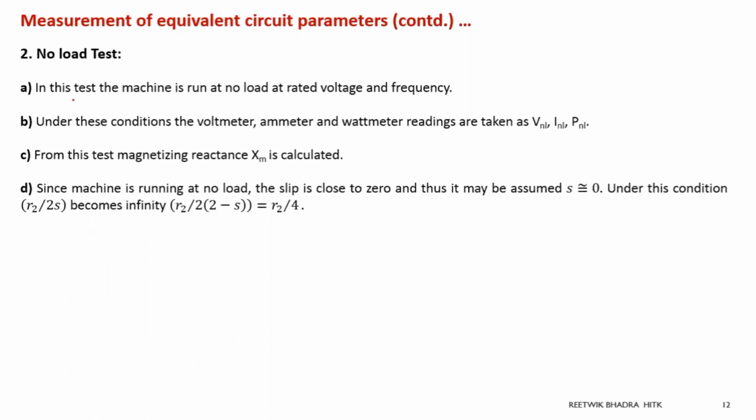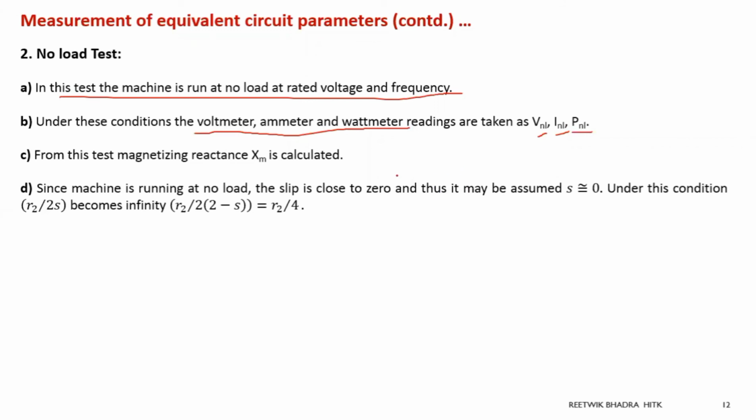And the rotor is run at no load, so the motor is run at rated voltage and frequency. Same thing again: previously we took the readings when the rated current was reached, and now we take the readings when the rated voltage is reached. We take the voltmeter, ammeter, and wattmeter readings as VNL, INL, and PNL. NL stands for no load.